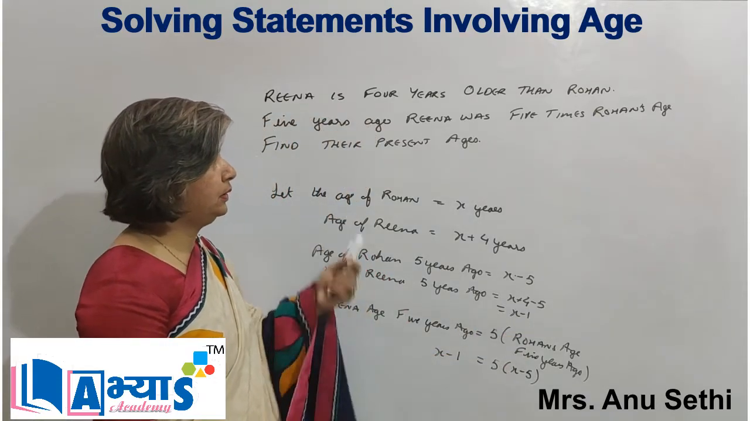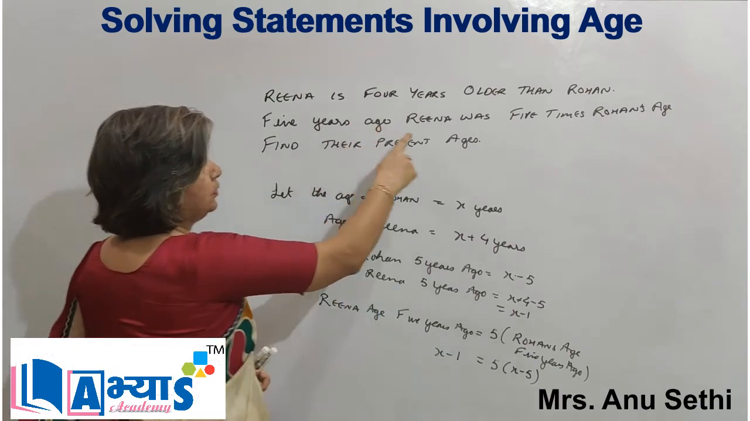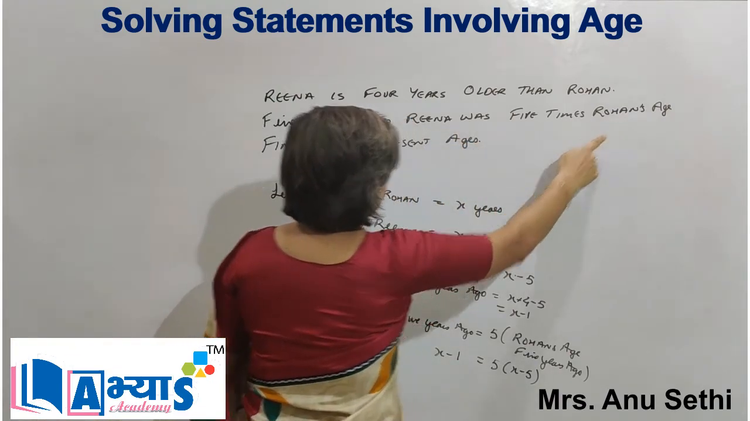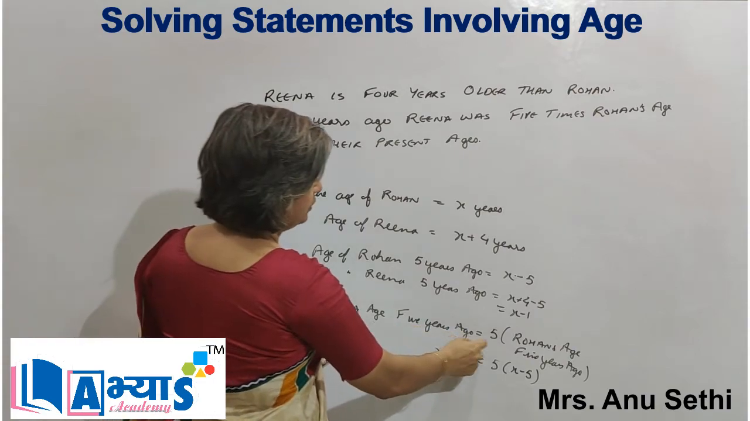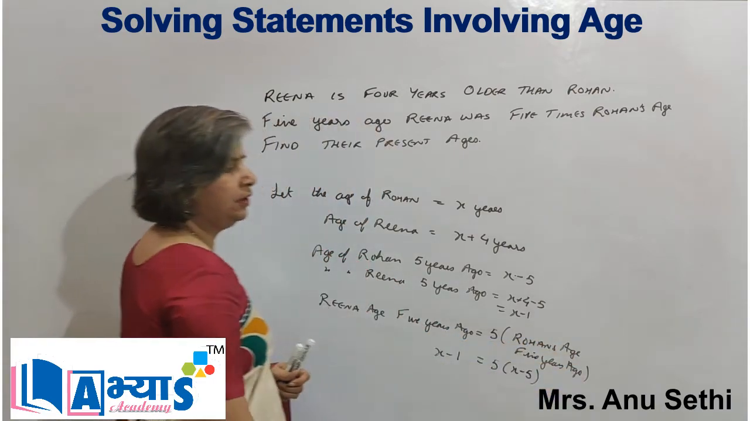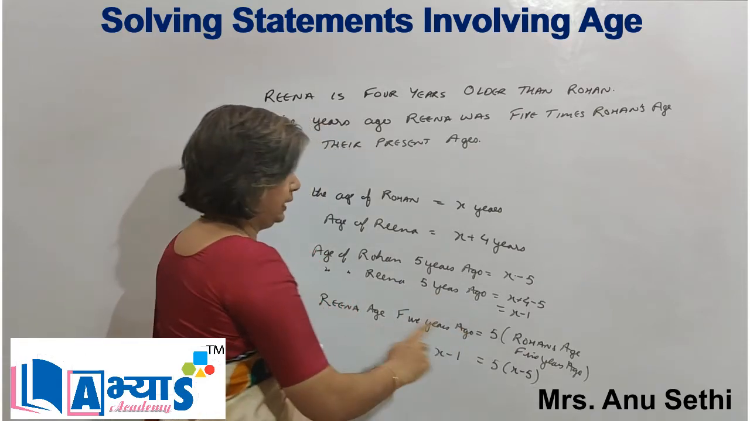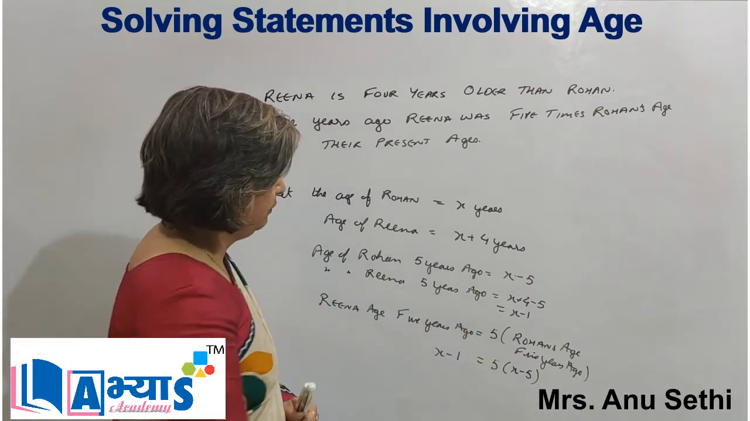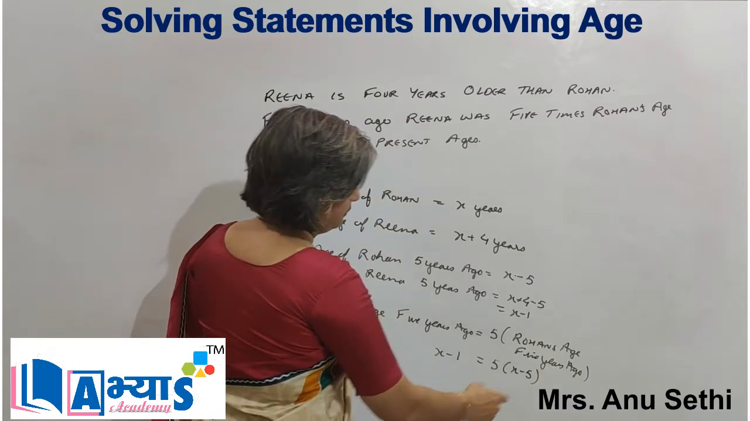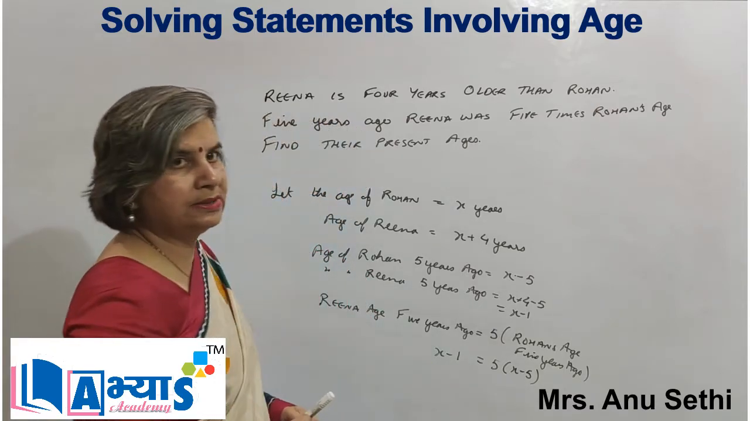According to the relation it is given that 5 years ago Reena was 5 times Rohan's age. So Reena's age 5 years ago is equal to 5 times Rohan's age 5 years ago. So substituting the values of both Reena and Rohan's age 5 years ago, we will find the equation x minus 1 is equal to 5 into x minus 5.